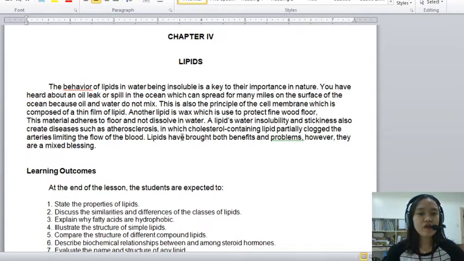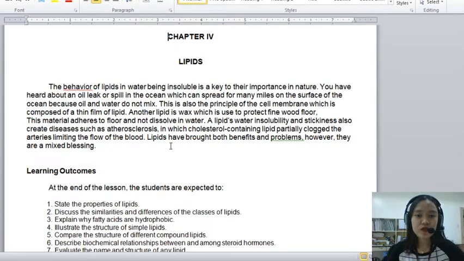The behavior of lipids in water, being insoluble, is the key to their importance in nature. So always remember that your lipids are not soluble in water, unlike your carbohydrates. Okay? So you have heard about an oil leak or oil spill in the ocean, which can spread for many miles on the surface of the ocean because oil and water do not mix.